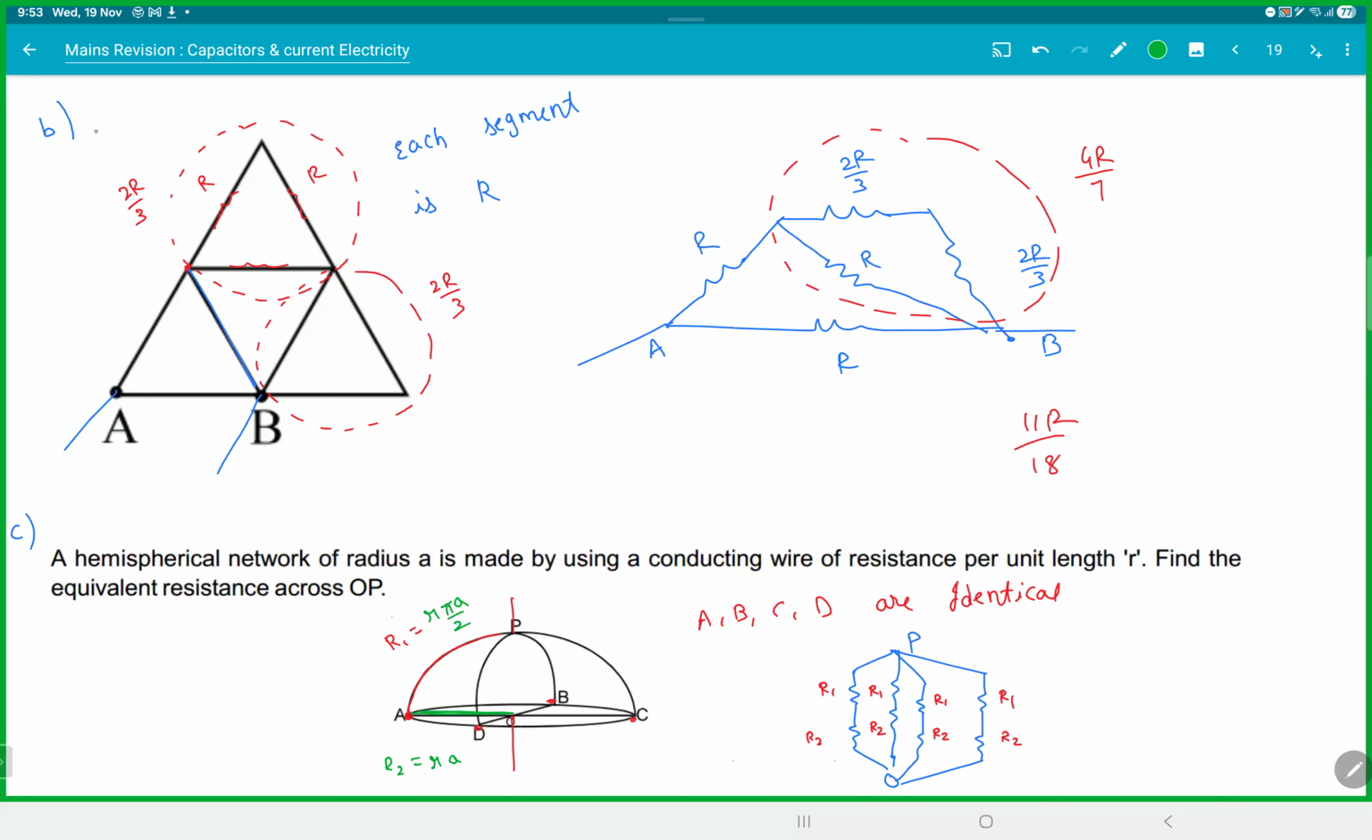Is that clear, everyone? So all resistors between A, B, C, D can be removed. They're equipotential, so there'll be nothing between them. And the resistances are not equal. The resistance of AP and OA are not equal. It depends on the length. So be careful. Don't write them as R and R.